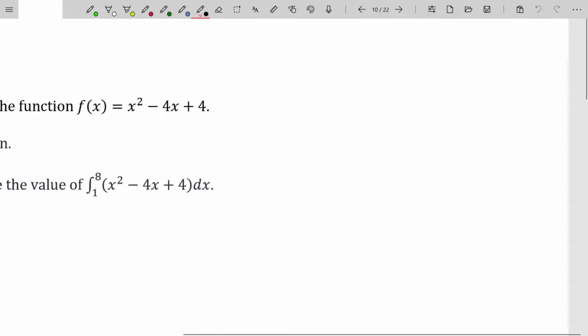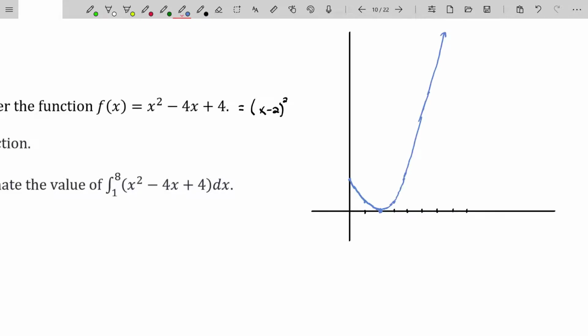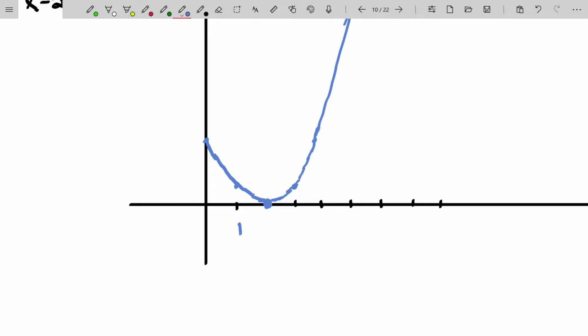So off to the side, note that this actually factors as an x minus 2 quantity squared. So that's going to make it much easier for us to graph. Note that I didn't bother graphing it too far to the left because we're only concerned about the definite integral from 1 to 8.